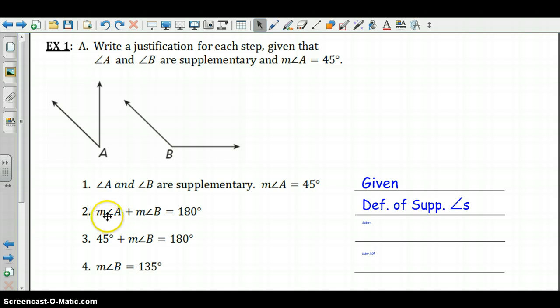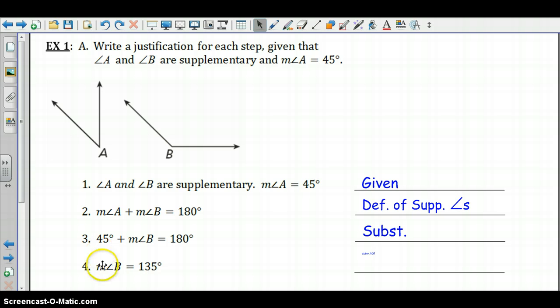Now, we are also given the measure of angle A equals 45 degrees. That is not included in step 2, but we are going to use that in step 3. But these are all linked together. We go from statement 1 to statement 2, then to statement 3. Statement 3 takes the equation from statement 2, but then we are changing it by replacing the measure of angle A with 45 degrees. Since those are equal values, we are taking one out and replacing it with something that is equal. That is substitution. So that's our justification for that statement.